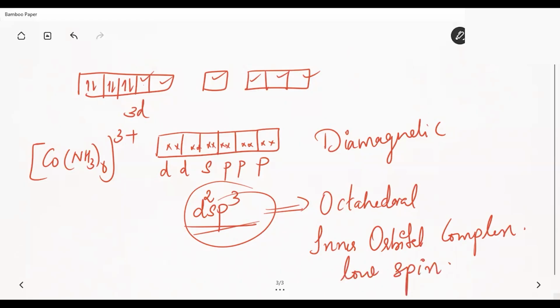All this information you will get, five different pieces of information. A question may ask you to find the hybridization, magnetic property, geometry, inner or outer orbital, everything. If you know the concept, it is very easy to find out. Let us move on to one more octahedral complex.